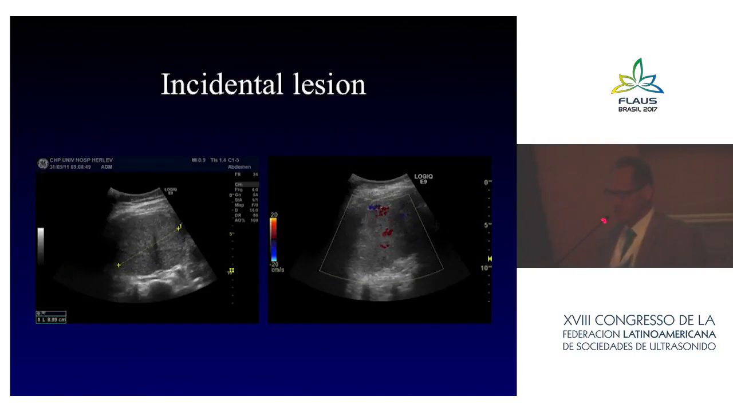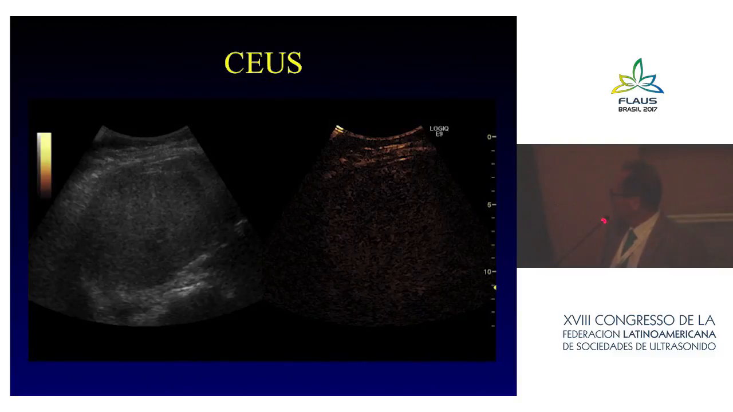Here we have an incidental lesion found in a patient coming for just pain in the abdomen. We found a huge lesion. Any of you have a guess? You might guess what it is, but what do we do next? In the old days, we would use a biopsy maybe.